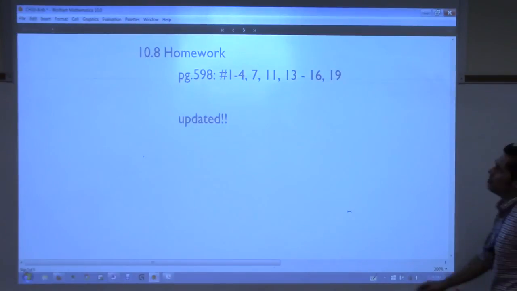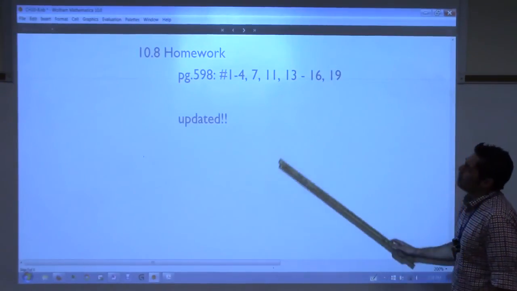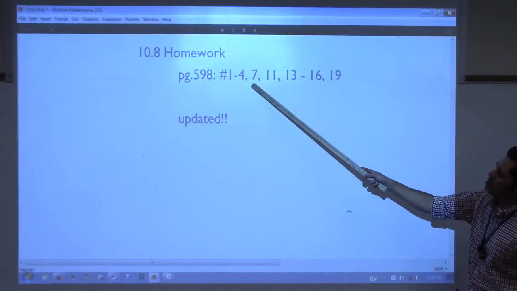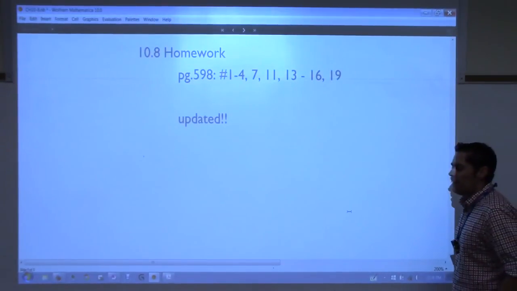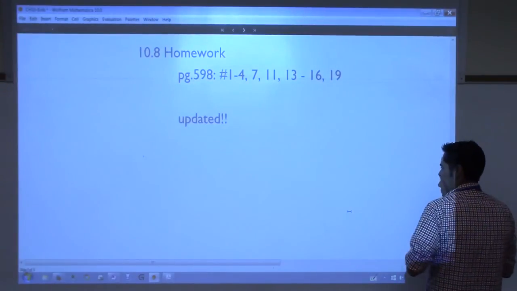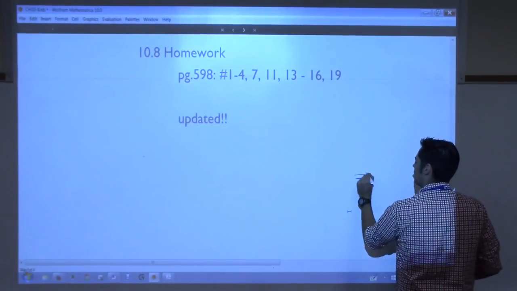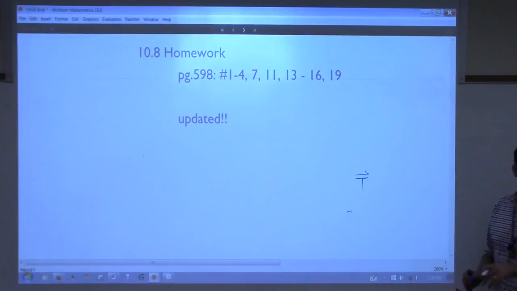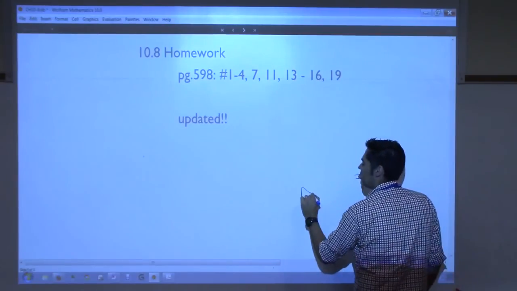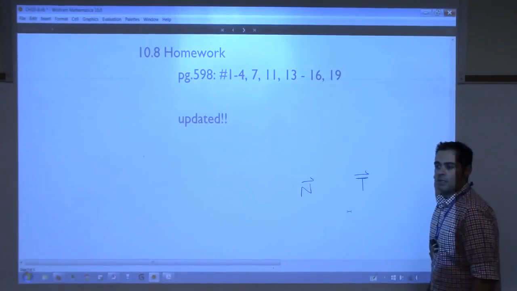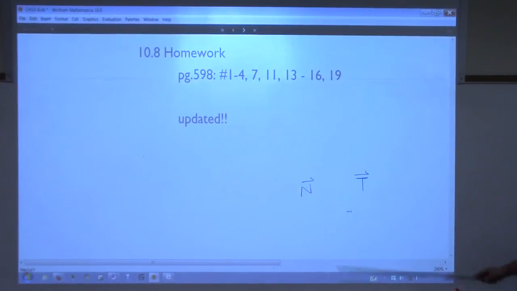What I've changed in here is I think I took out number 12, I added number 7, and then 13 through 16. I think I had only asked you to compute capital T in the previous homework assignment. But if you read the instructions, it asks you to calculate capital N. And I haven't told you what that is, and I'm not going to tell you what that is.